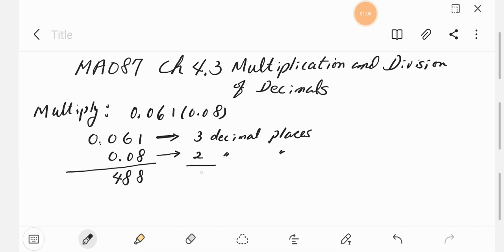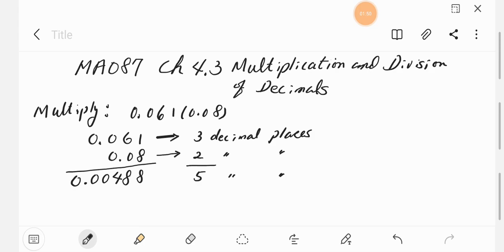And then the sum is, there are 5 decimal places. So the product of these 2 numbers will have 5 decimal places. So here is 8, 4, 8, 8. There are 3 of them, so we need 2 more decimal places. So put the decimal here. So after the decimal, there are 1, 2, 3, 4, 5, right? 5. So there are 5 decimal places. So this is the product of decimals. So always count the number of decimal places and then add it to the product.